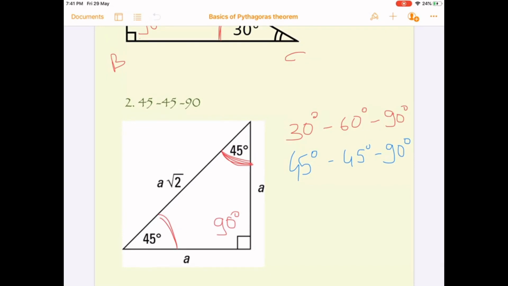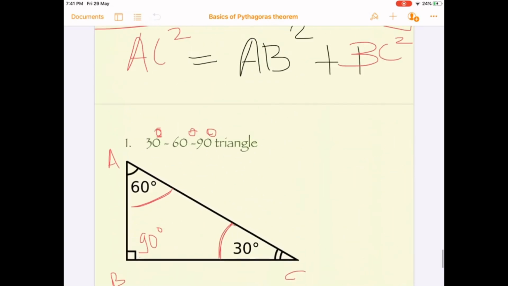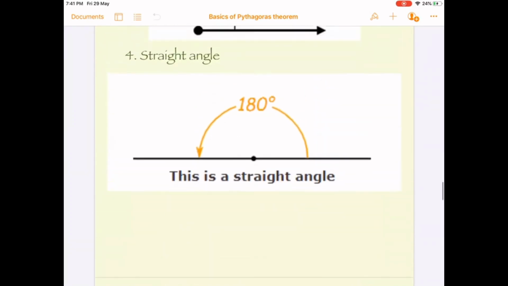So this was only the basics of Pythagoras theorem and the right angle triangle.